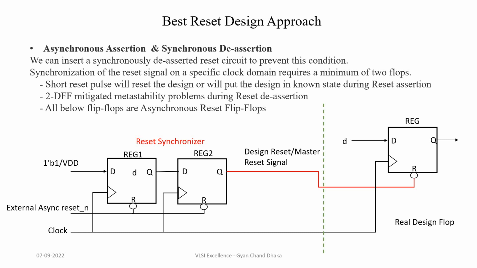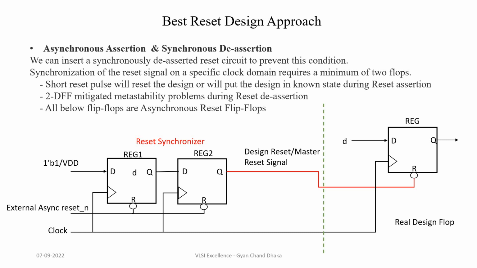So asynchronous reset assertion is always preferred. Then the problem with asynchronous reset is during the de-assertion of the reset, when the flip-flop can go into a metastable state. So here we want the reset signal to be synchronized. Asynchronous reset assertion and synchronous de-assertion is what we want, because we want our design to be in a known state even before the clock is available, and we also do not want any kind of metastability.